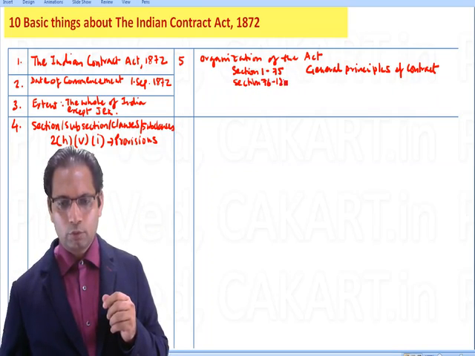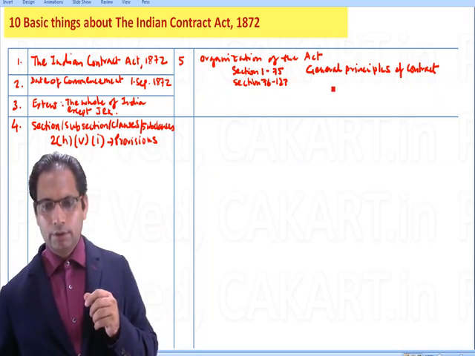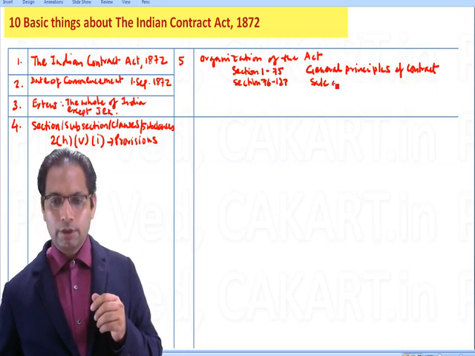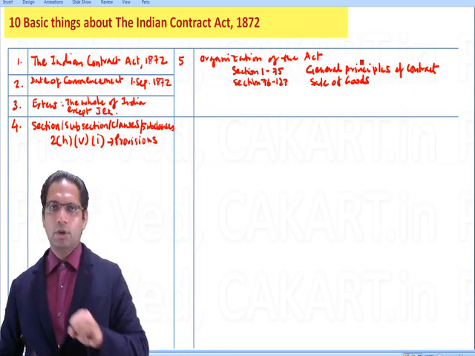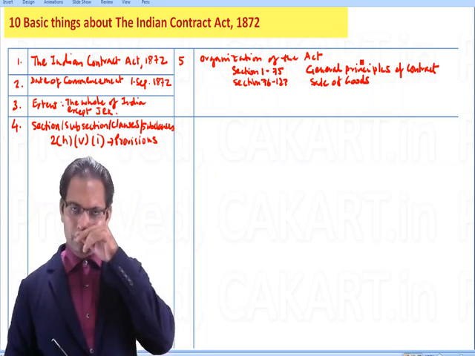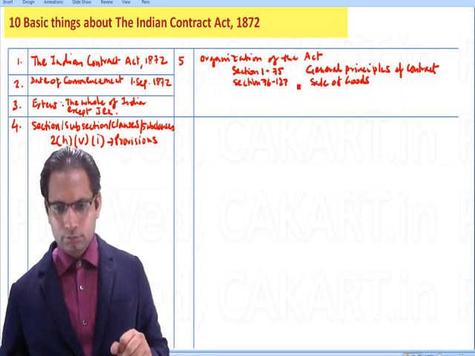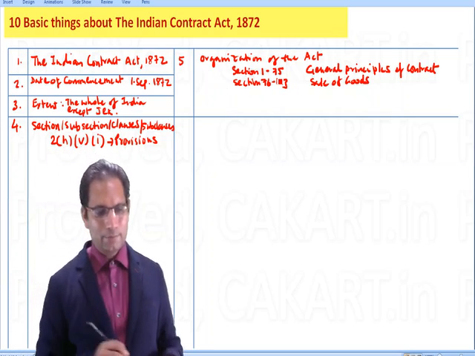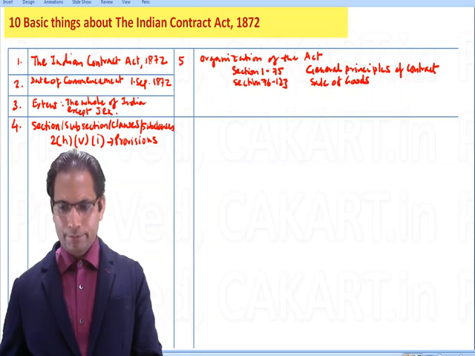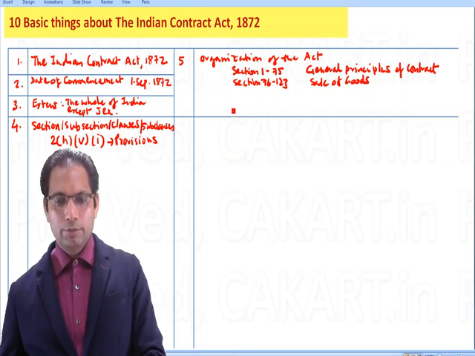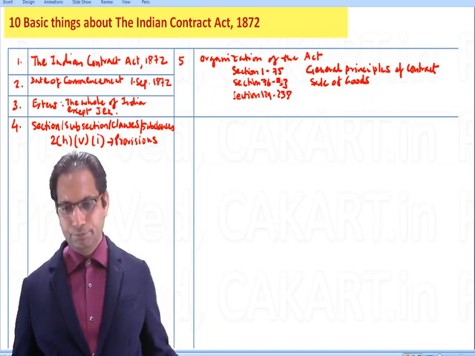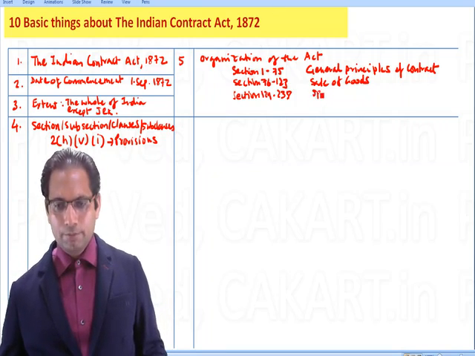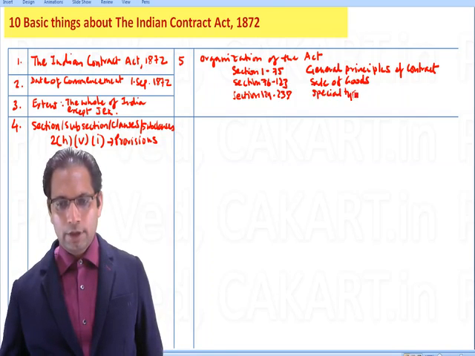Section 76 to 123, class, related to sale of goods. Originally when it was enacted, those sections were related to sale of goods, 76 to 123. Section 124 to 238, class, are related to special types of contracts.